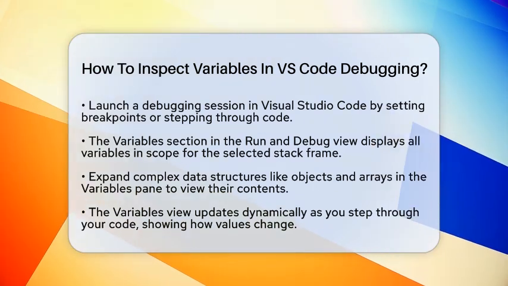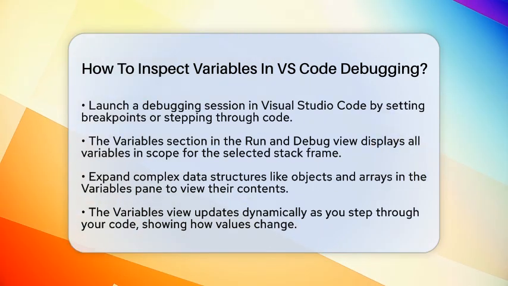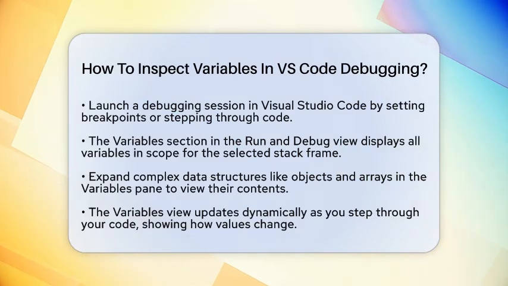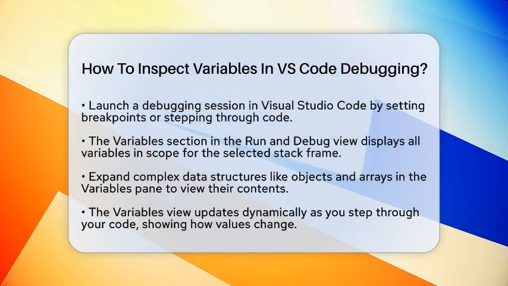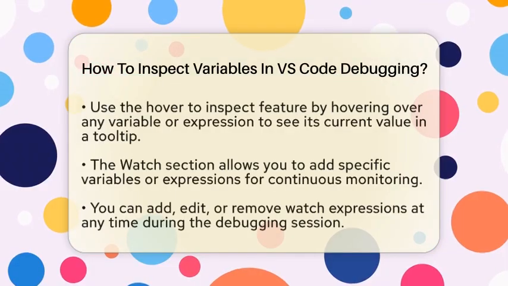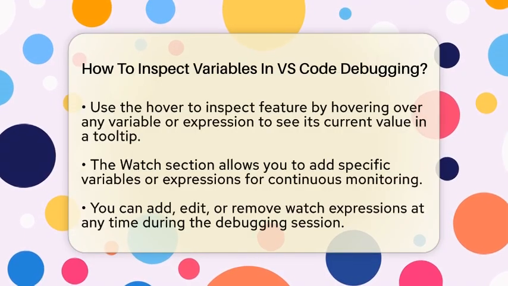First, look at the Variables section in the Run and Debug view. This pane shows all variables currently in scope for the selected stack frame. You can expand complex data structures like objects or arrays to see their contents. As you step through your code, this view updates dynamically, allowing you to track how values change over time.